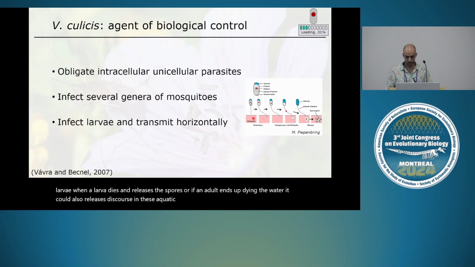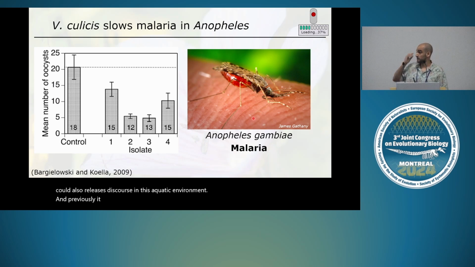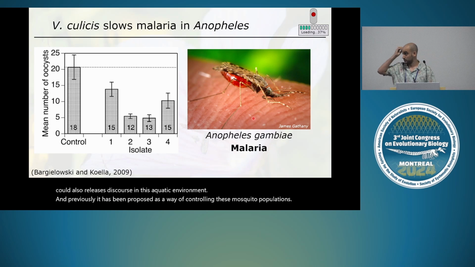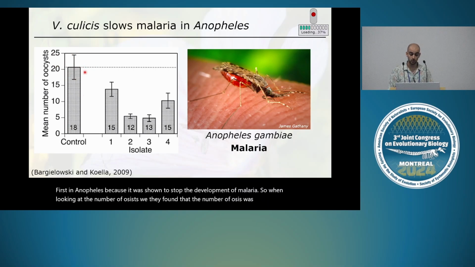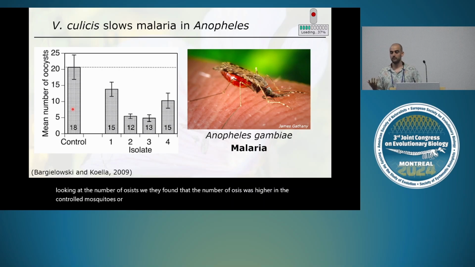And previously, it has been proposed as a way of controlling these mosquito populations, first in Anopheles, because it was shown to stop the development of malaria. So when looking at the number of oocysts, they found that the number of oocysts was higher in the control mosquitoes, so mosquitoes that were only infected with malaria, than in mosquitoes that were infected with Vavraia and malaria.